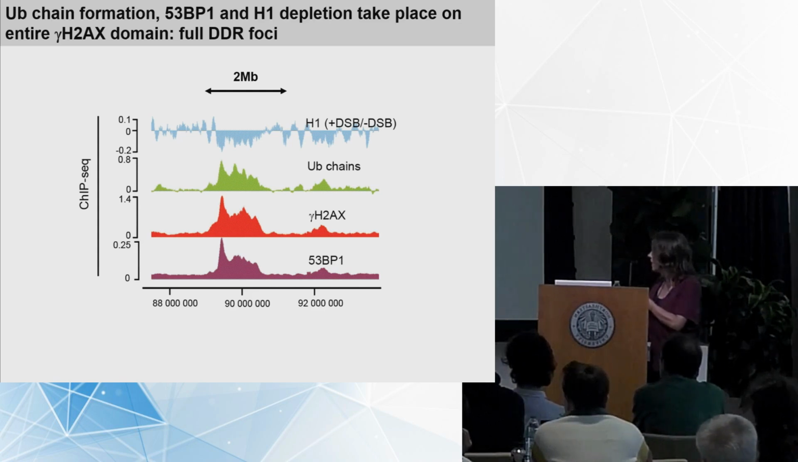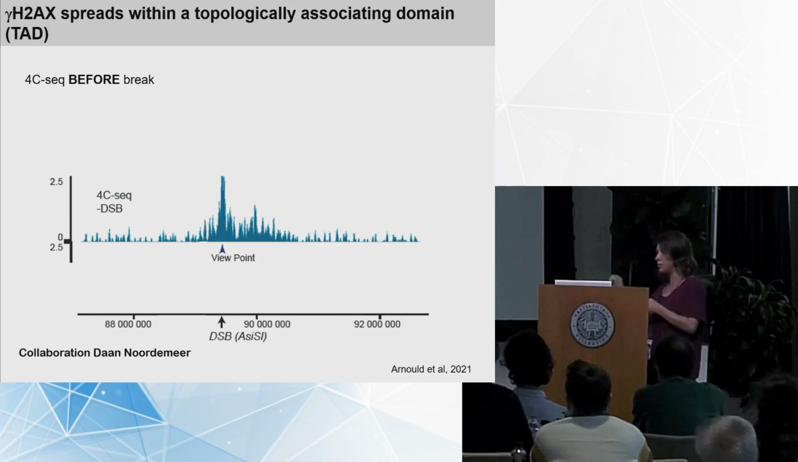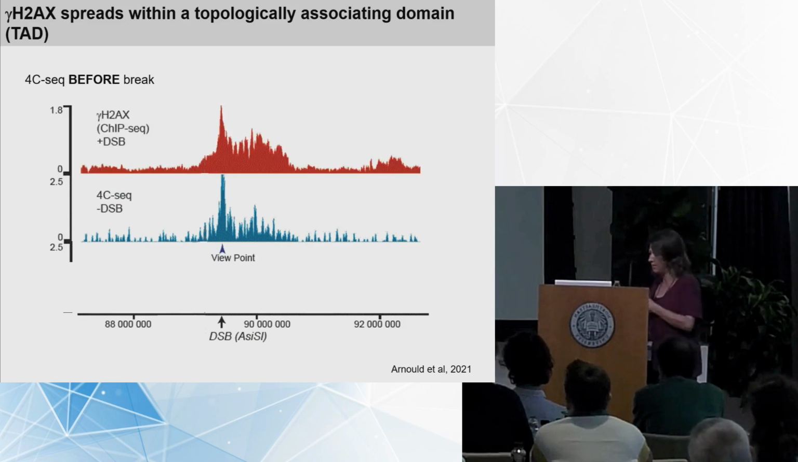And it's not only gamma H2AX, it can be ubiquitin chains as well, 53BP1, and the depletion of the histone H1 follow the same pattern. So what Colin decided to do was to look at the chromosome architecture, the chromosome conformation at those positions. So she decided to perform 4C-seq experiments that I guess I don't need to describe to this audience. Basically, you use a bait, so you're looking at all the possible loci that interact with your specific viewpoint. And she used as a viewpoint a DSB that is annotated in our system.